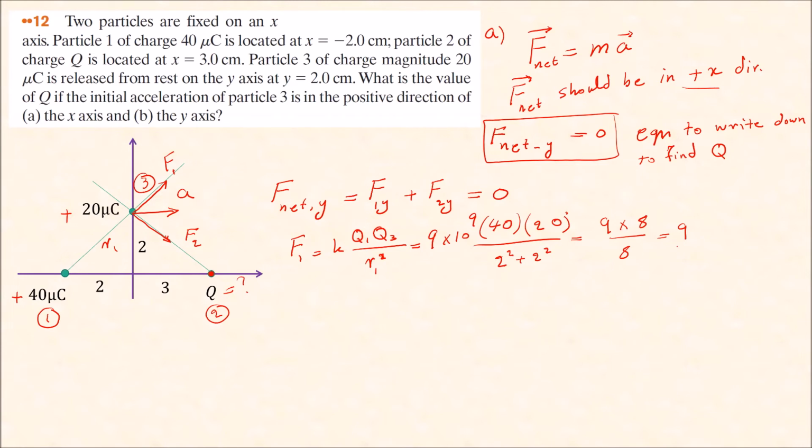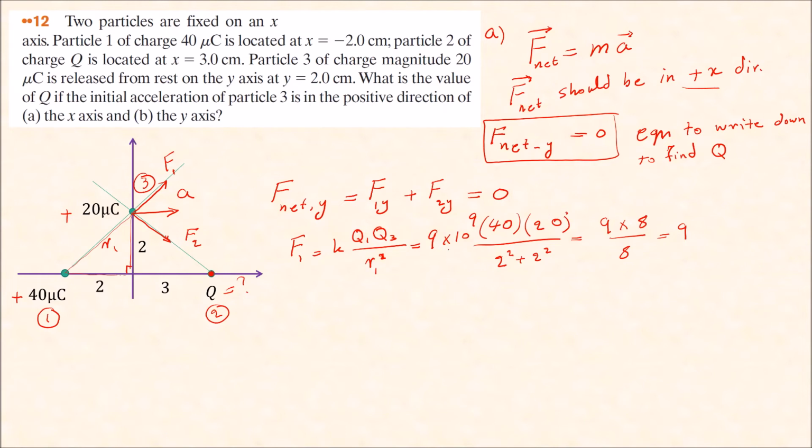Why would the distance be 2 squared plus 2 squared? These are the sides of the right triangle here. You see the right triangle? Yes. So the distance between 1 and 3 is the hypotenuse. Okay, I understand. Thank you. You're welcome.